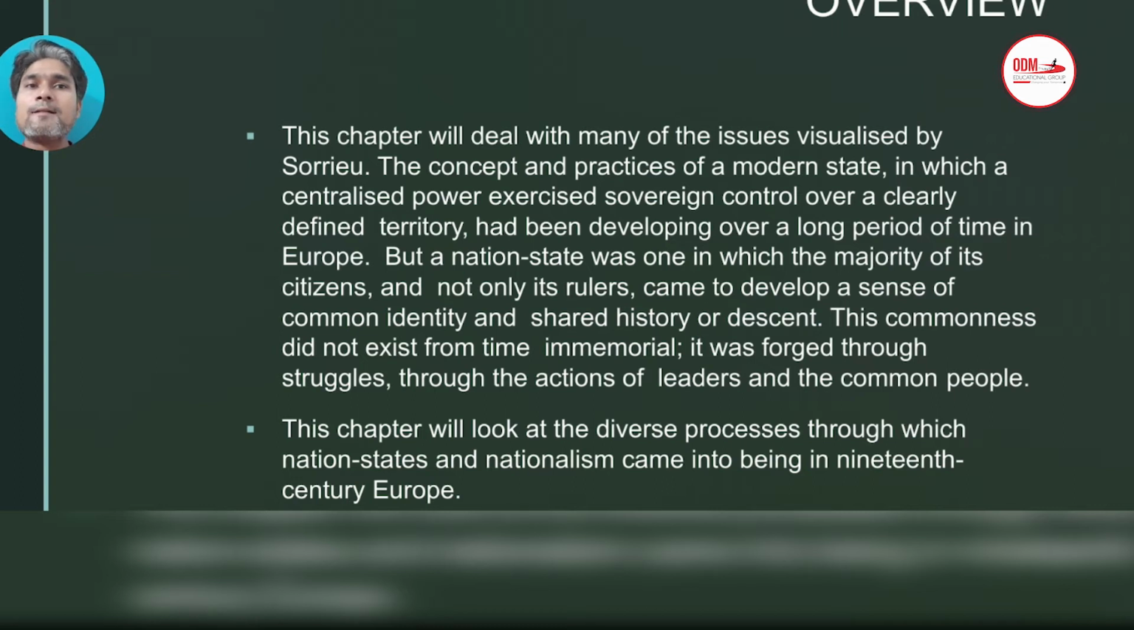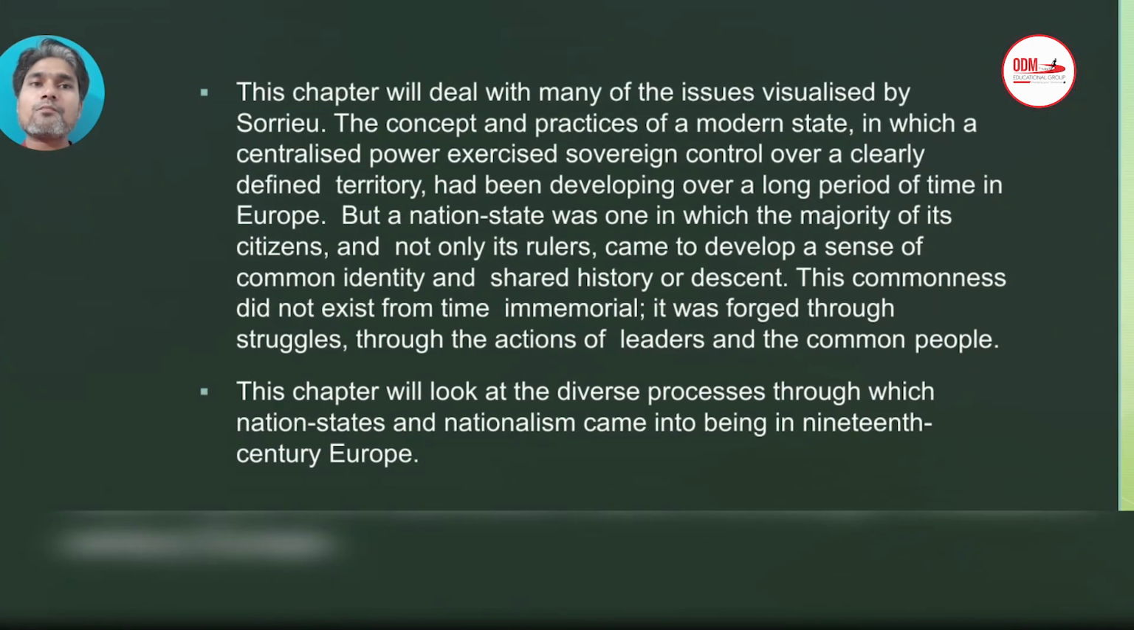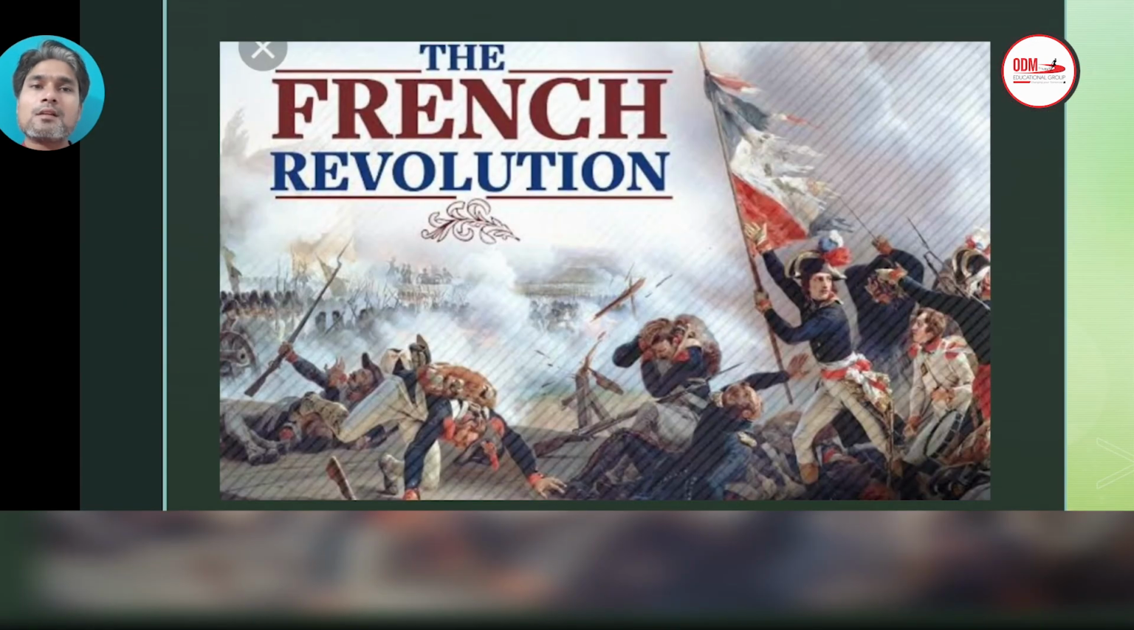This is the French Revolution. We all know, we have read in the previous class. French Revolution, who was the ruler? We all know it was Louis XVI, under the Bourbon dynasty, when it all started. So, the French Revolution and the idea of nation.